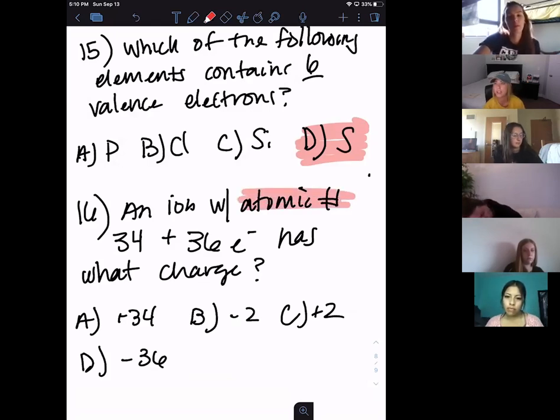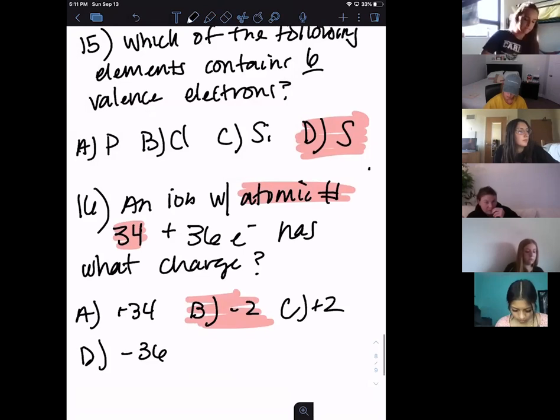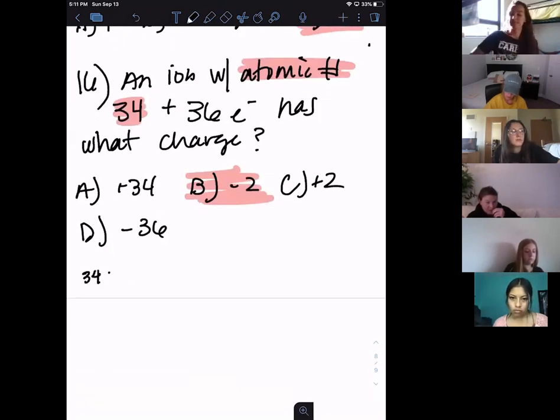Okay, so I think this answers the question that you may have asked about if we need to know atomic mass, atomic number. You need to know what parts make those up. Okay, so in the atomic number, we have 34, and I'm telling you 36. So yes, it would be -2 because 34 minus 36.